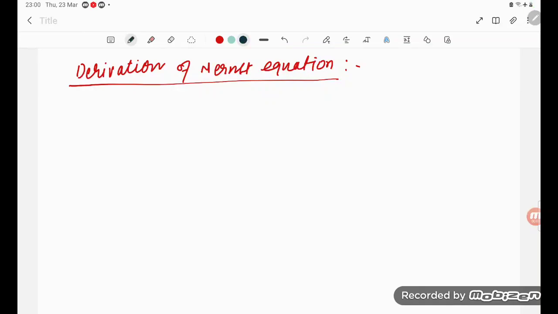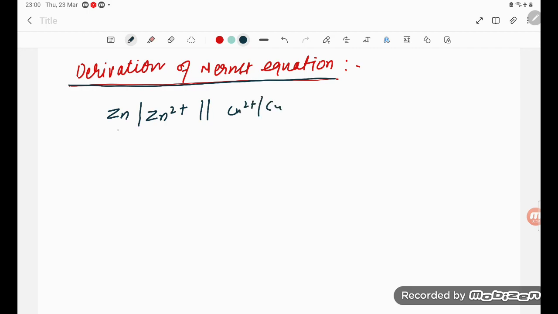Hello students, let's try to understand the derivation of the Nernst equation. Students, I have selected this equation. If you talk about the general equation, I'm not selecting simple zinc. I am taking zinc converting into Zn2+ plus electrons, and then there is a salt bridge. Here you can see Cu2+ is converting into copper, right?